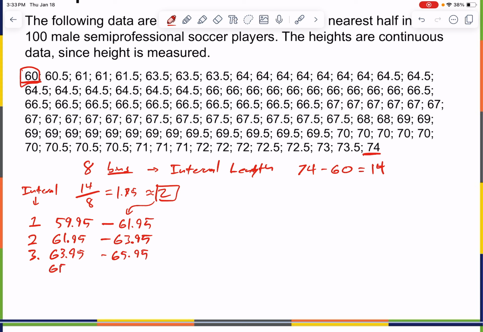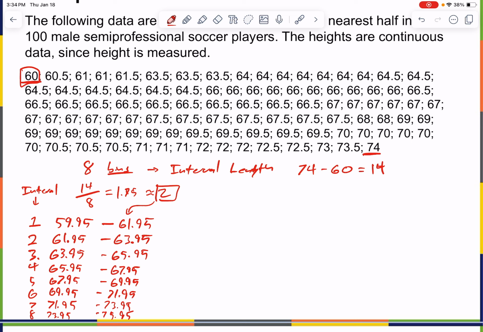And then again, the next one, 67.95, 69.95. Wait a minute. 67.95 to 69.95. 69.95 to 71.95. Okay, so is it a 4, 5, 6, 7, 8? I'm almost done. 71.95 to 73.95, and then 73.95 to, and it's going to end at 75.95. Okay, great. So there's my classes.